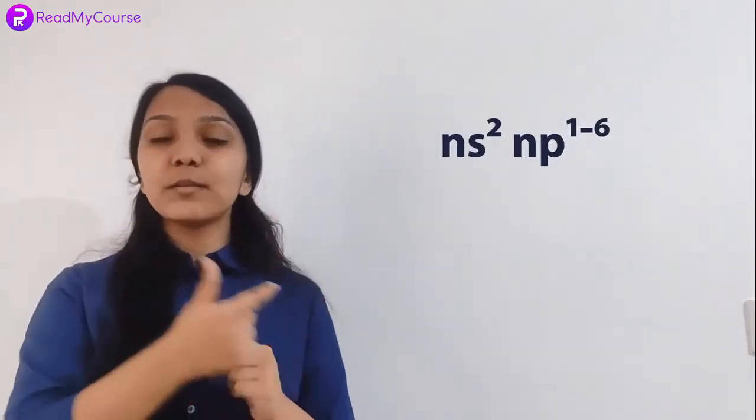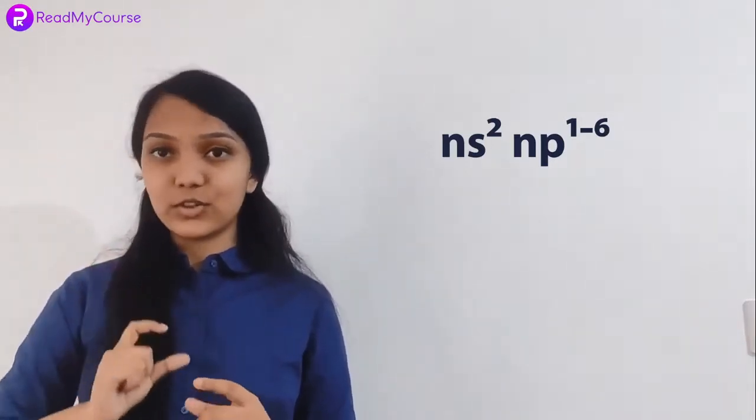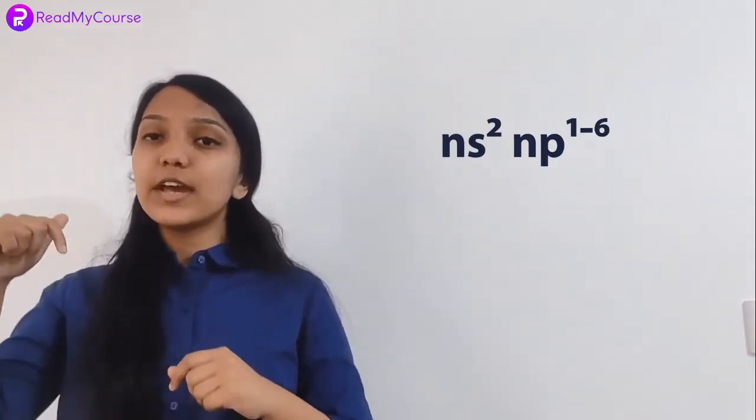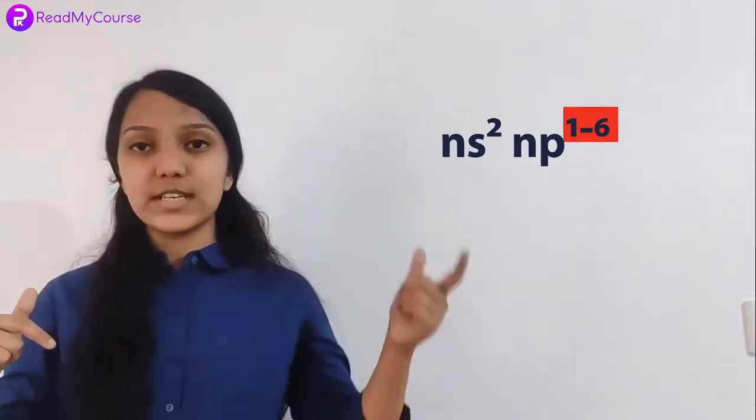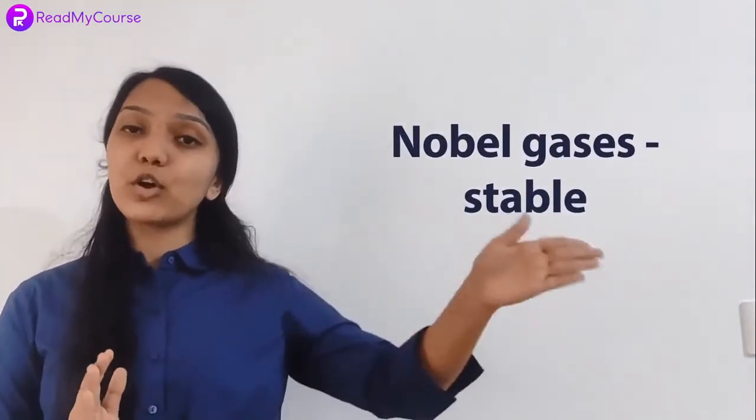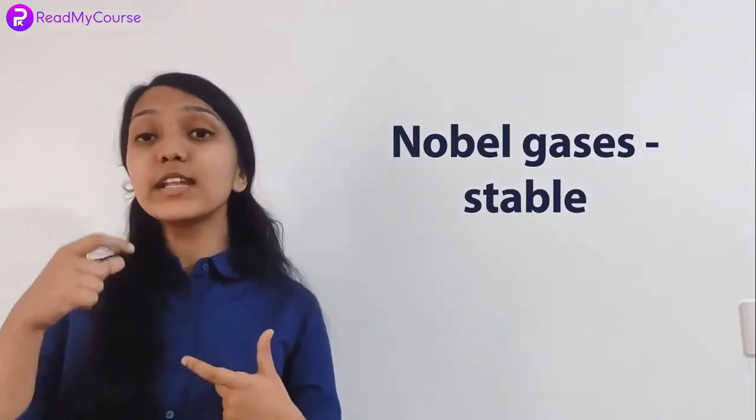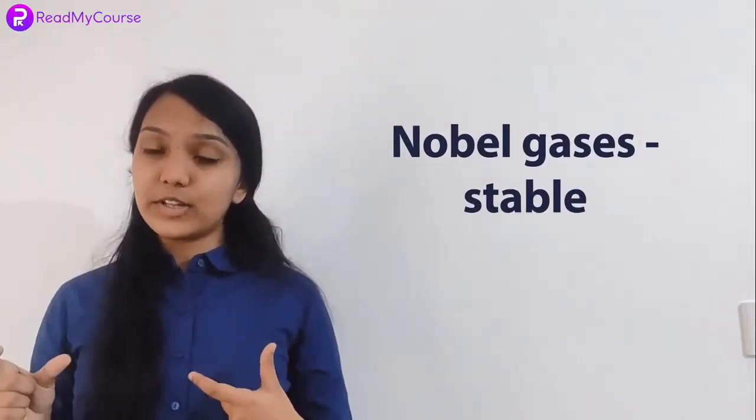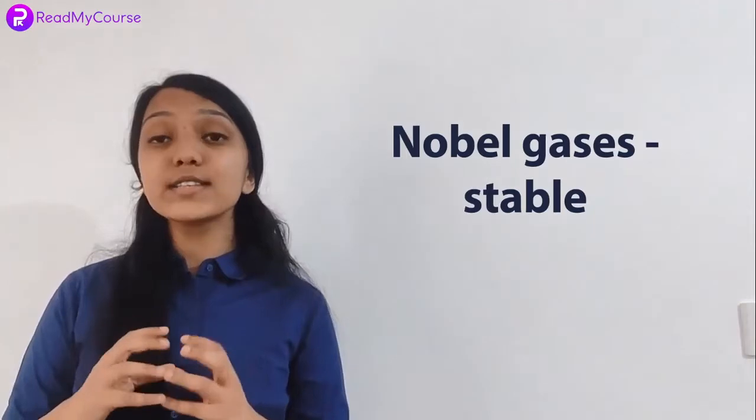1 to 6. P orbitals can accommodate 6 electrons, right? So it can fill the np orbital from 1 to 6. And there are noble gases, which are at the end of the p block elements, and they have this ns2 np6 outer electronic configuration, and hence they are said to be stable, because it is hard for us to remove an electron or add an electron, since they have this complete electronic configuration ns2 and np6.